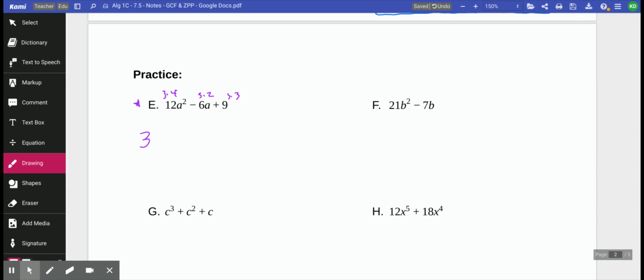I see a squared, I see a, but 9 doesn't have any a's, so we don't have any variables in common to all terms. So divide each of these by a 3. So just get rid of one of your factors of 3. So our first term is going to be 4a squared minus 2a plus 3, right? 12a squared minus 6a plus 9. It works out, so we know we're good.